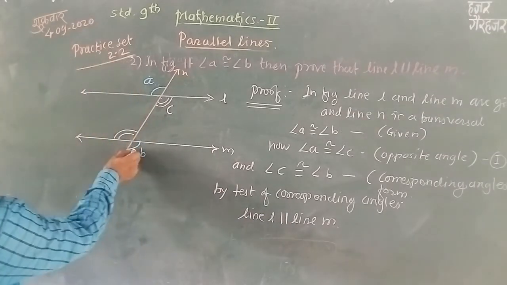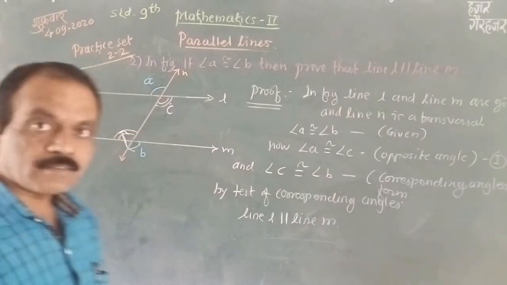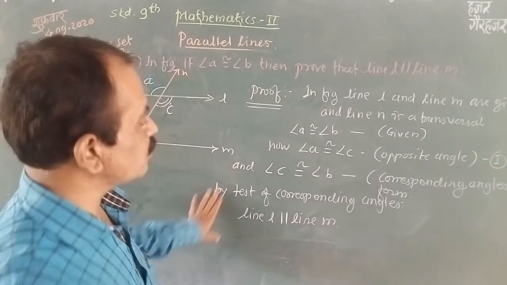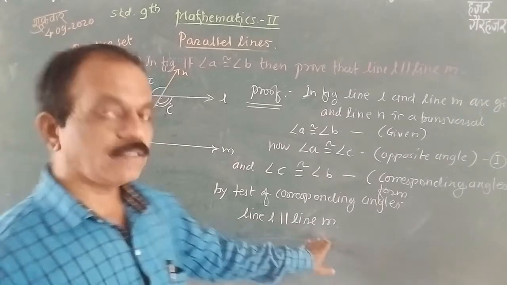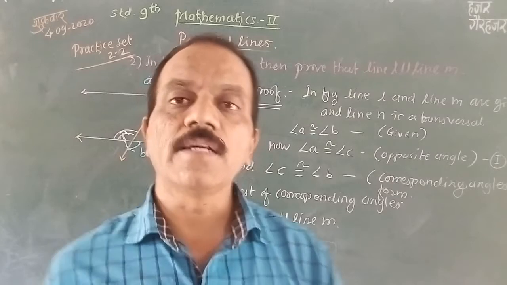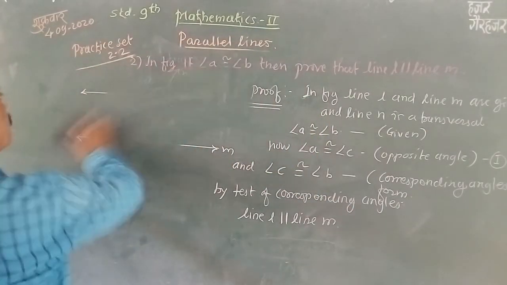Otherwise, we take a vertically opposite angle, and these two angles are alternate angles. And then we say that the given two lines, line L is parallel to line M. Now we write the third example here. Solve this third.